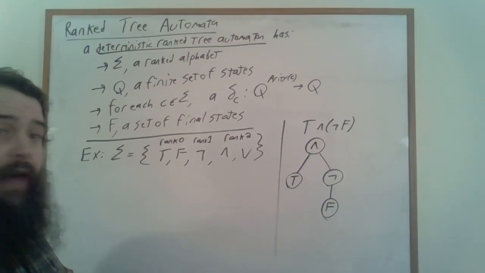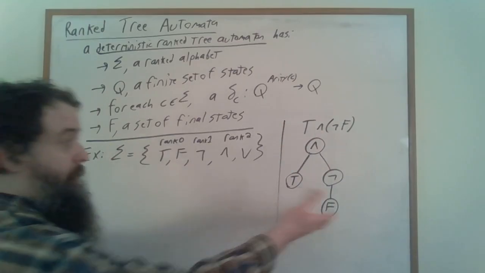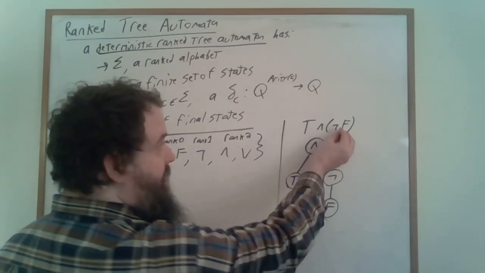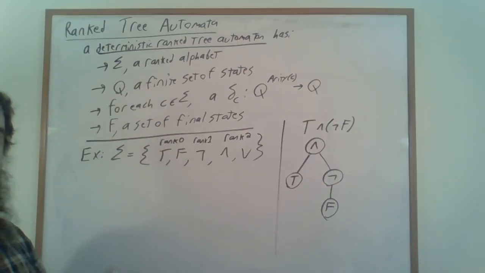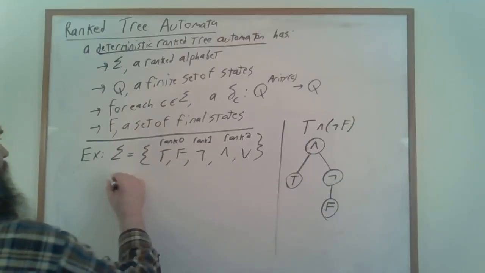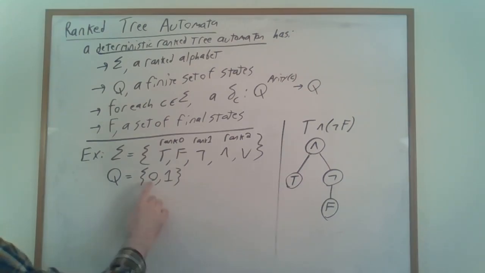In order to evaluate our formula, we literally just need to evaluate it, keeping track as we work our way up the tree, from the inside of the formula out, of whether or not we have a true subexpression. And so our set of states is just going to be, we need one state for if our current expression is true, I'll use 1, and one state for if our current expression is false, and I'll use 0.